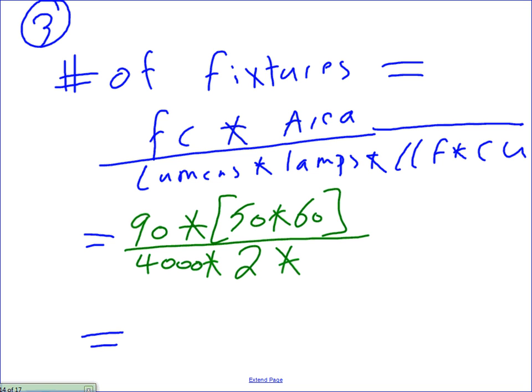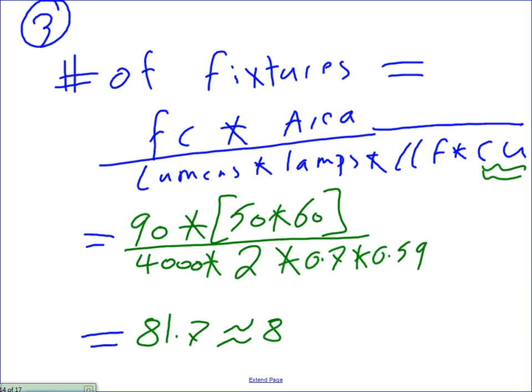That's taking into consideration all the derating factors. I'm giving it to you as 0.7, multiplied by the coefficient of utilization. We just found it, 0.59. By the way, the whole mess here is to find the coefficient of utilization. If you do all your math, you're going to end up with 81.7, which approximates to 82 fixtures.